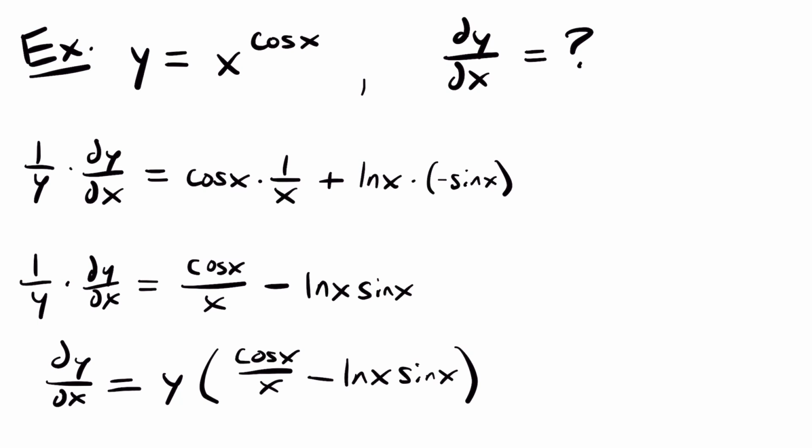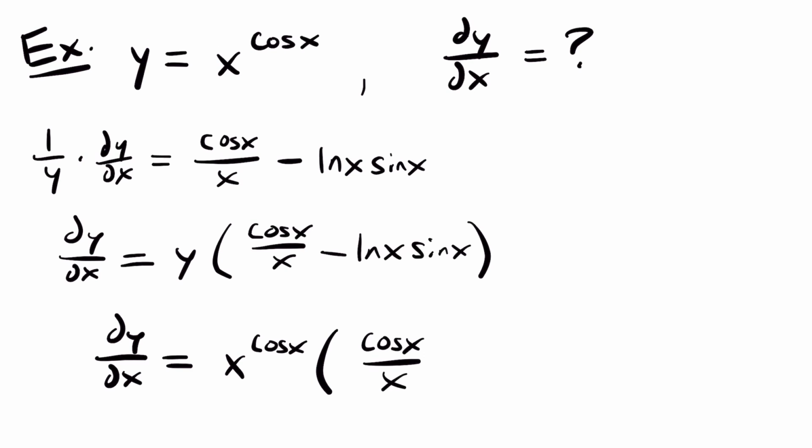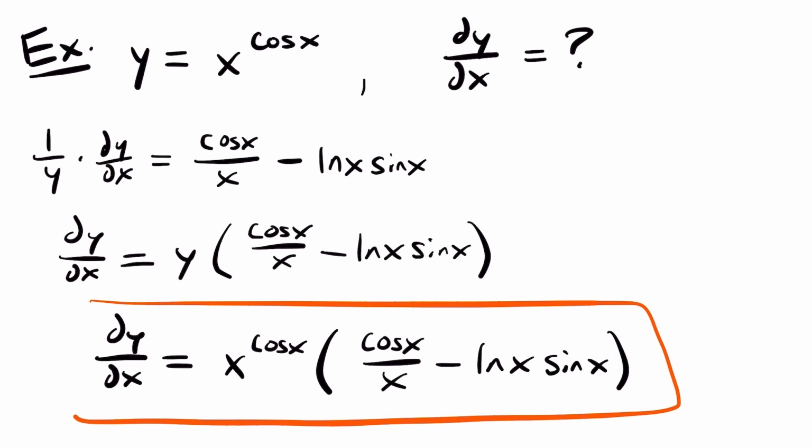And so then finally, our last step is just going to be to replace y with what it is equal to, which we can find by going back to our original function, that y is equal to x to the power of cosine x. And so if I clean up our work one more time here, we will have that the derivative dy/dx is equal to y, which we know is x to the power of cosine x. So we will have x to the power of cosine x times cosine x divided by x minus the natural log of x times sine of x. And there we have it. This is the derivative of our function.